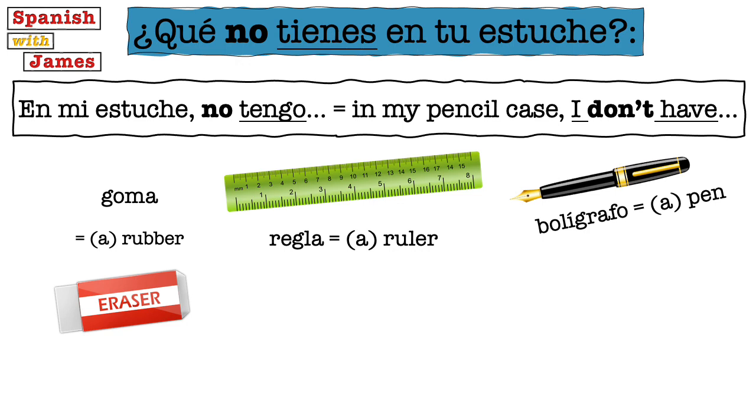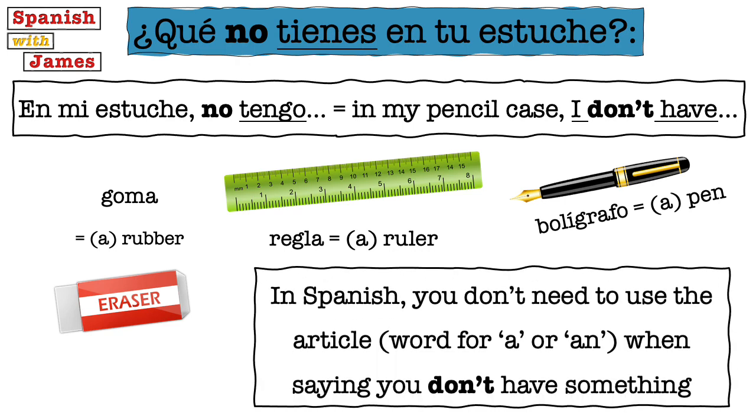So you might notice these have changed a bit because we can't see the words for a. So we don't see una or un, we've just got the noun on its own. So in Spanish, you don't need to use the article, which is the word for a or an, when saying that you don't have something. So in English, we'd say, I don't have a pen. In Spanish, you can just say, I don't have pen. No tengo bolígrafo. I don't have ruler. No tengo regla. En mi estuche no tengo regla.